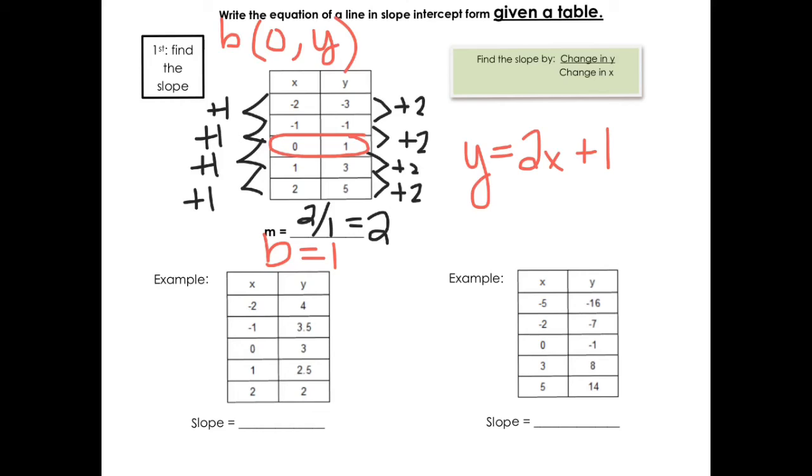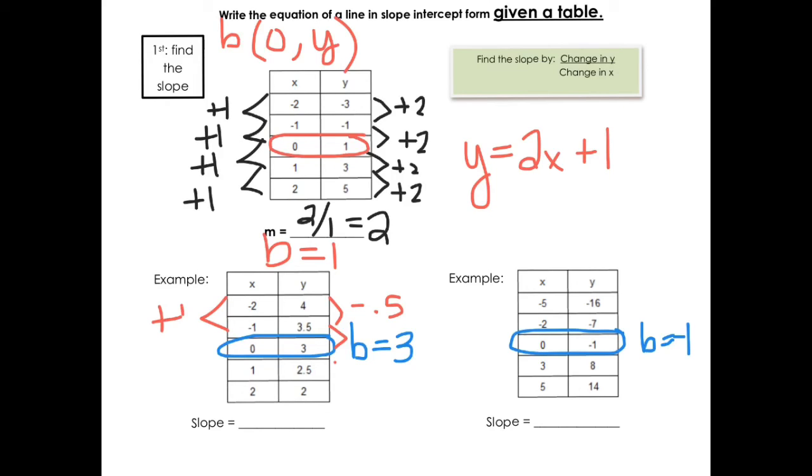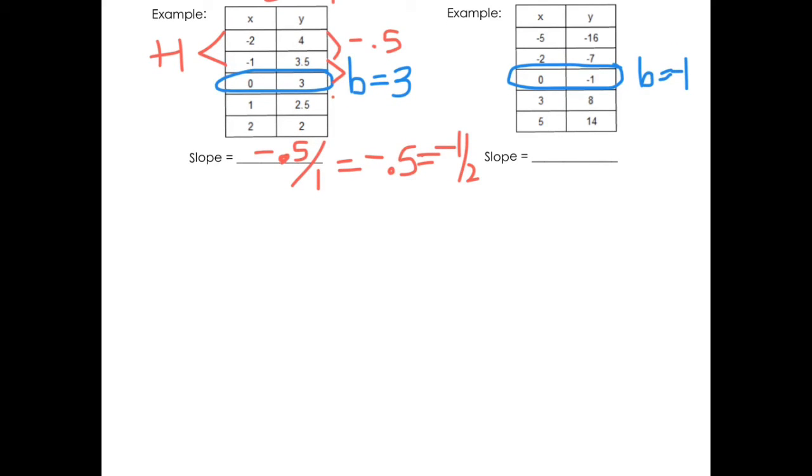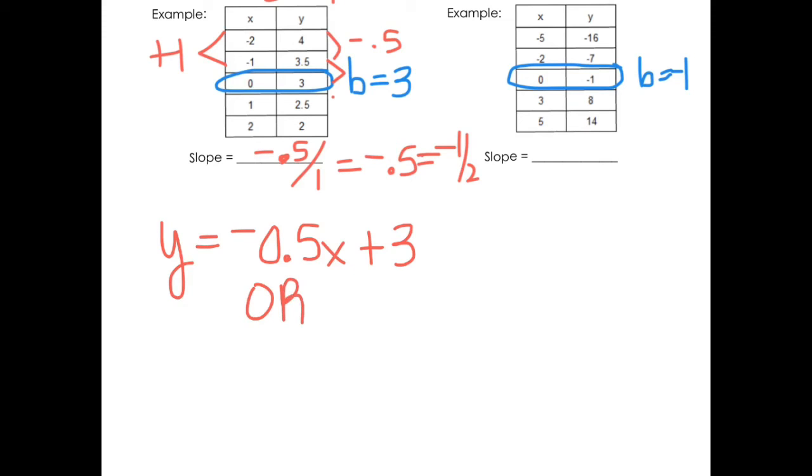All right, so the first thing I'm going to do is identify the y-intercept for this next example. B equals 3. And this example, b equals negative 1. Now let's find the slope. Minus 0.5. And that's continued throughout. Minus 0.5. Plus 1. So a negative 0.5 over 1 is the same thing as a negative 0.5, which is the same thing as negative 1 half. So you can either leave your slope as a decimal or a fraction. I would only leave it as a decimal if it's a terminating decimal. So the equation y equals negative 0.5x plus 3, or y equals negative 1 half x plus 3.